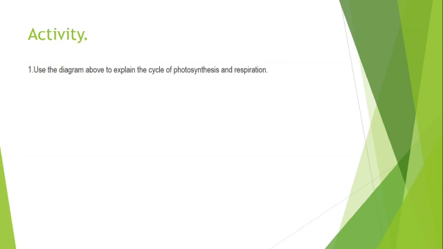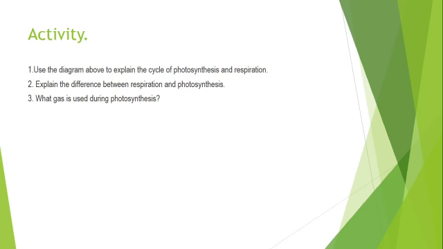I want you to try to use the diagram, the one that is shown above, to explain the cycle of photosynthesis and respiration, meaning how are these two linked together? And then explain the difference between respiration and photosynthesis. What gas is used for photosynthesis, and what gas is released during respiration? Are we together? Write this in your rough notes. We are going to do this very same exercise in class tomorrow. So don't take it for granted.